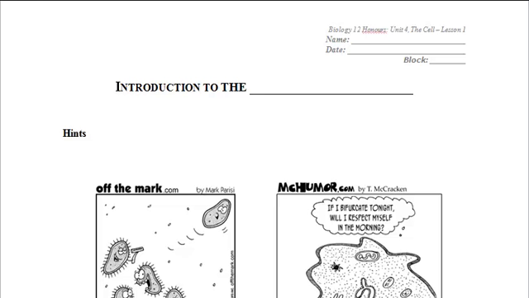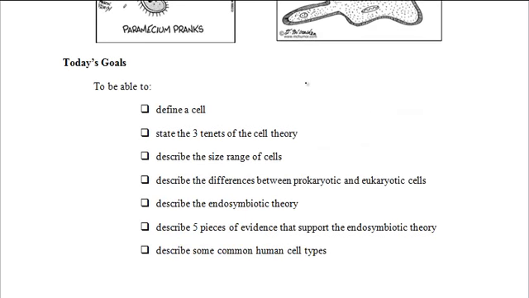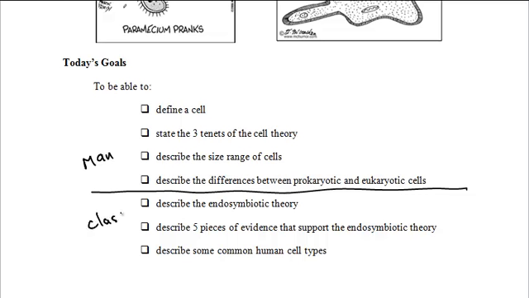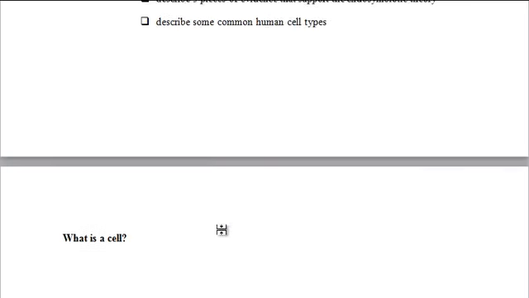Welcome to Unit 4, Lesson 1. Today we're going to look at an introduction to the cell. And there's quite a list of things we should be able to do by the end of today. Hopefully in the mandatory portion we're going to get up to being able to describe the difference between prokaryotic and eukaryotic cells. And then in class we're going to go over the endosymbiotic theory and the evidence that supports it, as well as looking at some common human cell types.